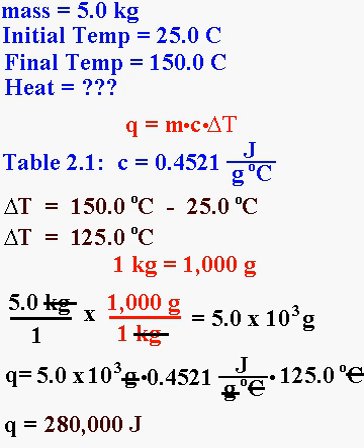Now please understand why I rounded the answer to 280,000 joules. In the equation, we're multiplying three numbers. When we multiply, we count significant figures, and we report our answer with the same number of significant figures as the number with the fewest in the problem. Well, if we look at the numbers here, we have 5.0 times 10 to the 3. That has two significant figures. 0.4521 has four significant figures, and 125.0 also has four significant figures. The fewest number of significant figures in the problem is 2, so our answer can have only two significant figures. And that's why the final answer is 280,000 joules.